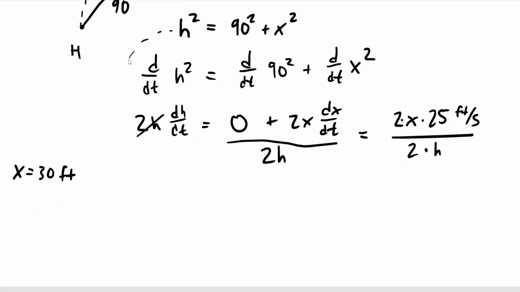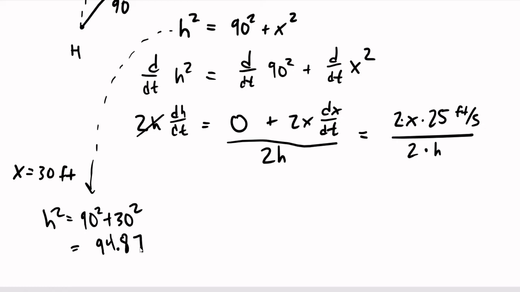Well, we can figure that out. h squared is 90 squared plus 30 squared. So we'll just take the positive square root of that. So we can type that in. That's going to be the square root of 90 squared plus 30 squared. And that gives me 94.87. That's rounded. So we're going to round it to 2 decimal places there, feet.